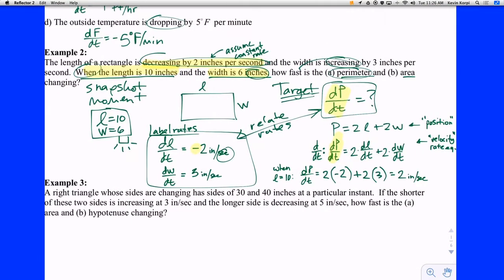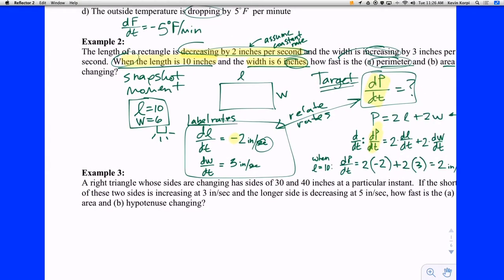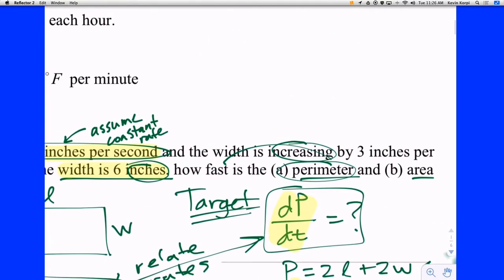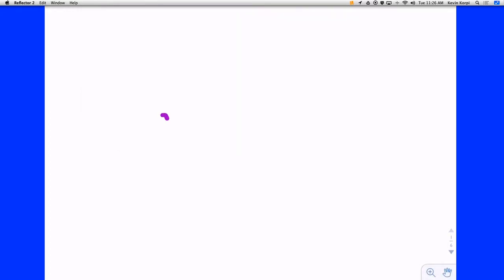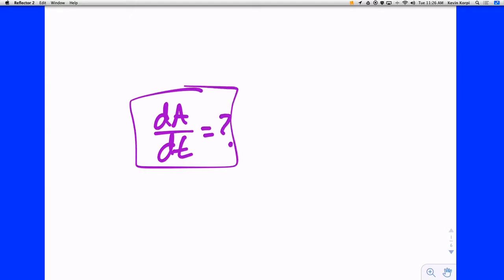Well, there's another question here. Part B. We want to figure out how fast the area is changing. So I'm going to come up here where there's space. What do you want to call the area? A is good. So dA/dt is now our target.